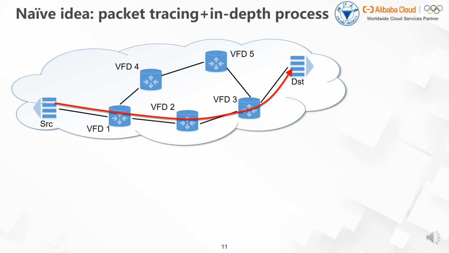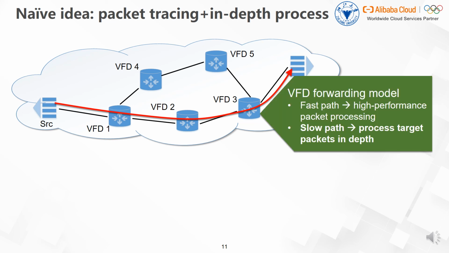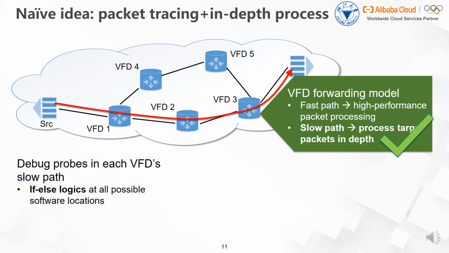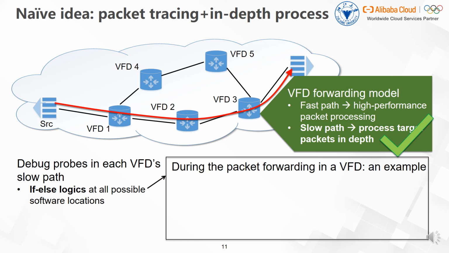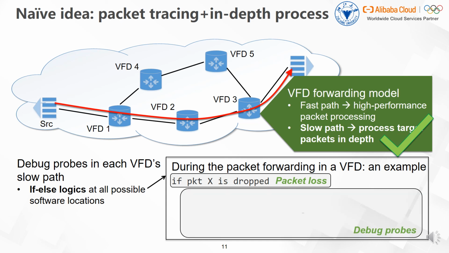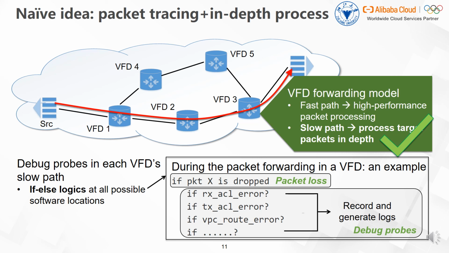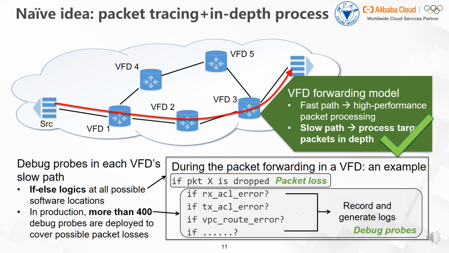Actually, the forwarding model of VFDs includes the fast path and the slow path. The slow path can be used to process packets in depth. With this VFD's capability, we deploy many debug probes in the VFD slow path to extract the on-site forwarding condition of packets. Here is an example of obtaining a root cause. If packet X is going to be dropped, VFD will check if it is due to an ACL error or a VPC route error or other errors. In this way, the on-site causes will be extracted and recorded in the logs. In production, we have deployed more than 400 debug probes to cover possible packet losses.